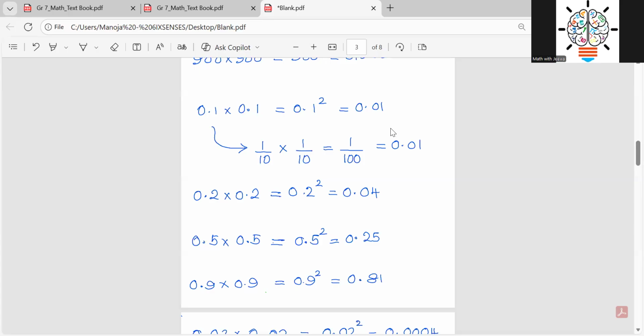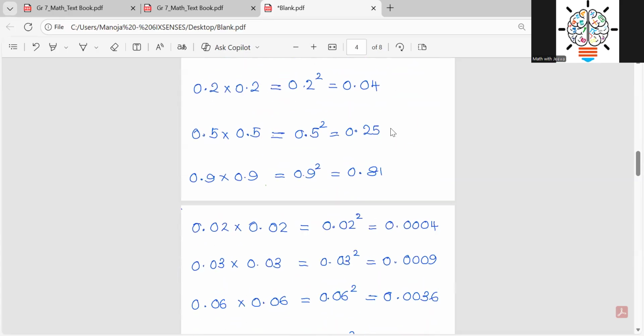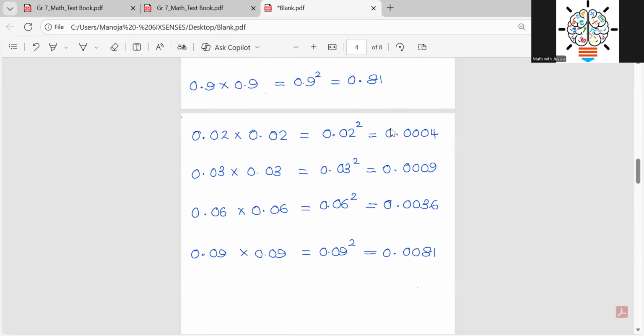If you know that 2 times 2 is 4, you write 4 with two decimal places. 5 times 5, 25. You write 25 with two decimal places. So then easily you can get the answer. Let's say you have more than one decimal place. In the question, you have 0.02. If you multiply it by itself, then definitely there should be 4 decimal places in the answer.